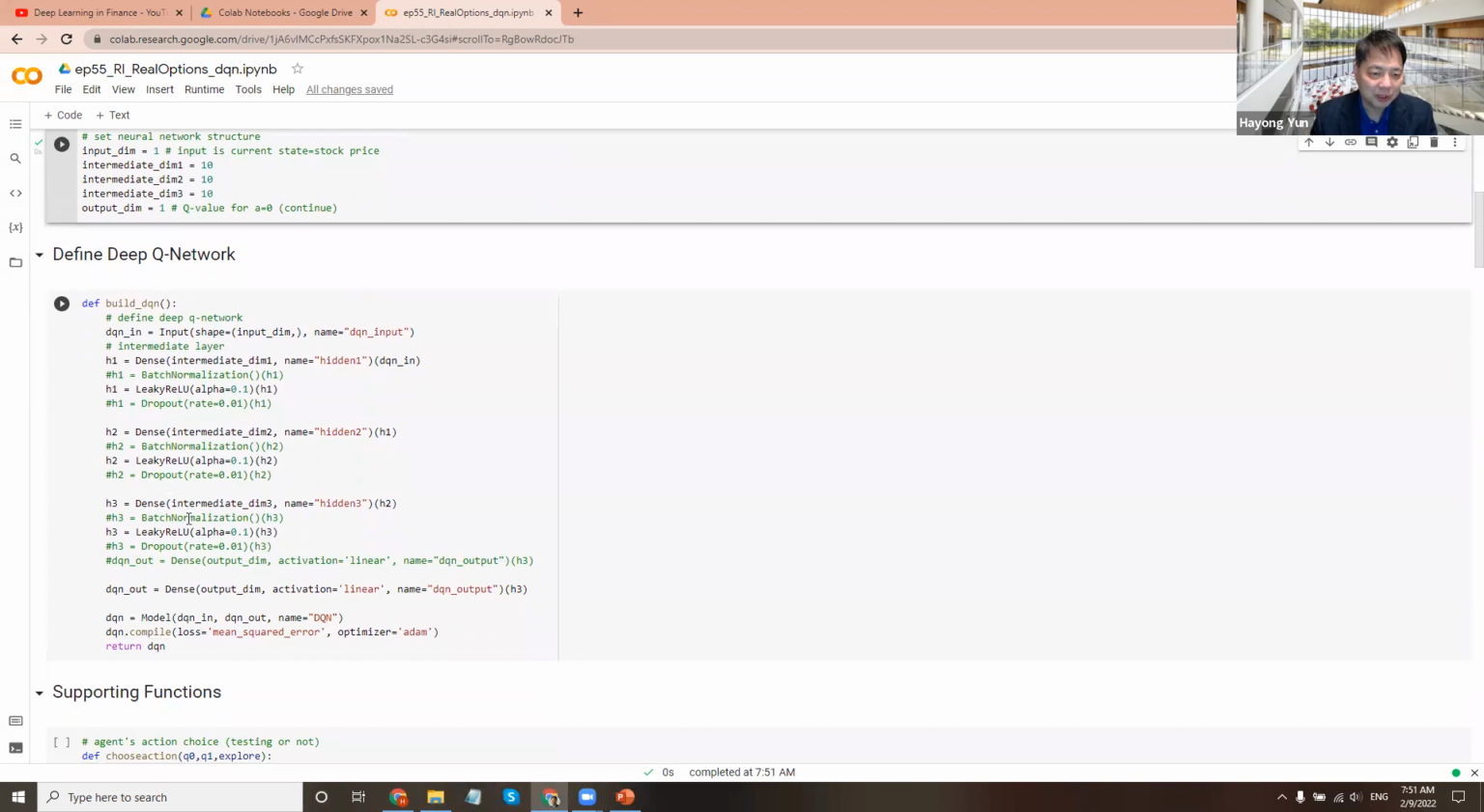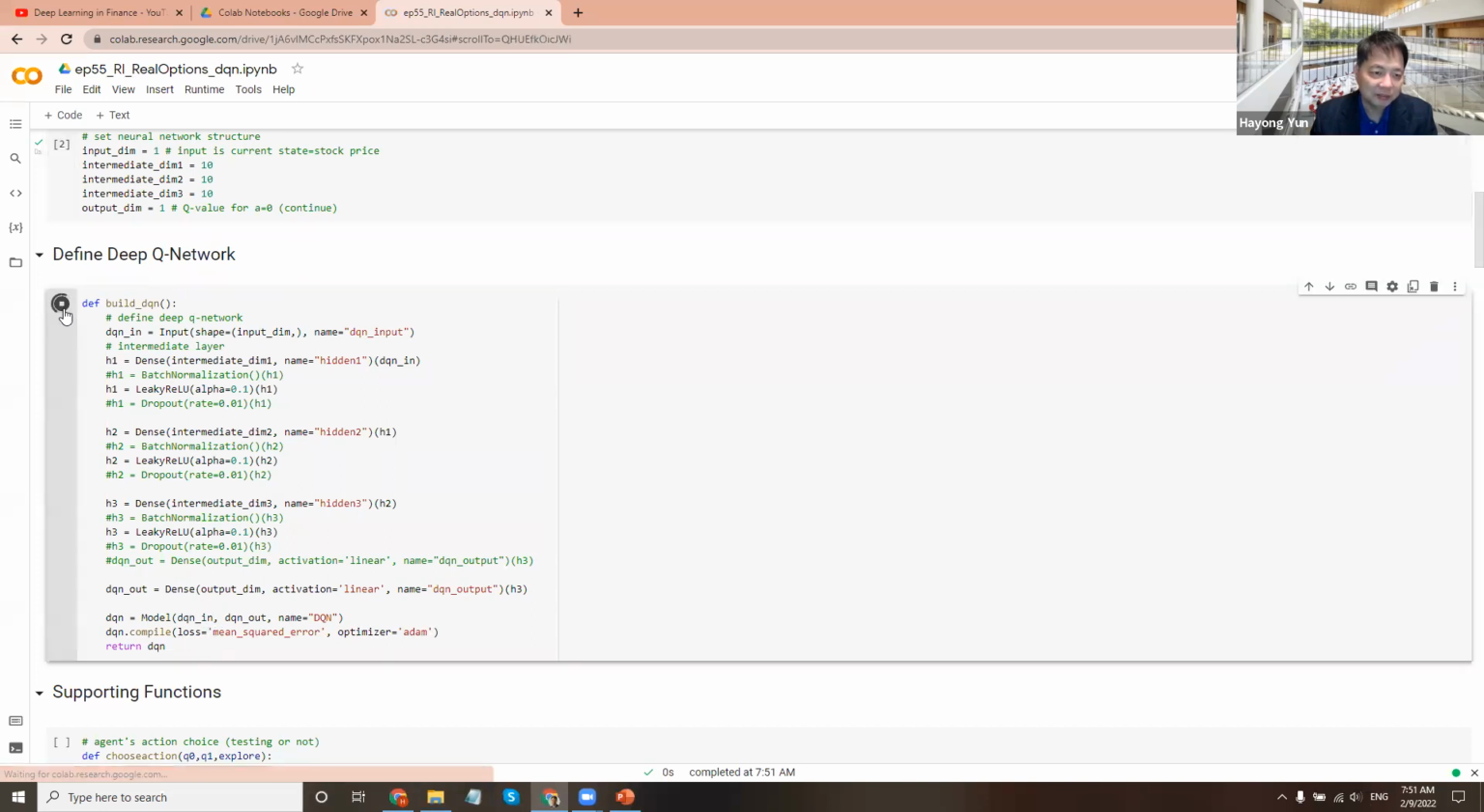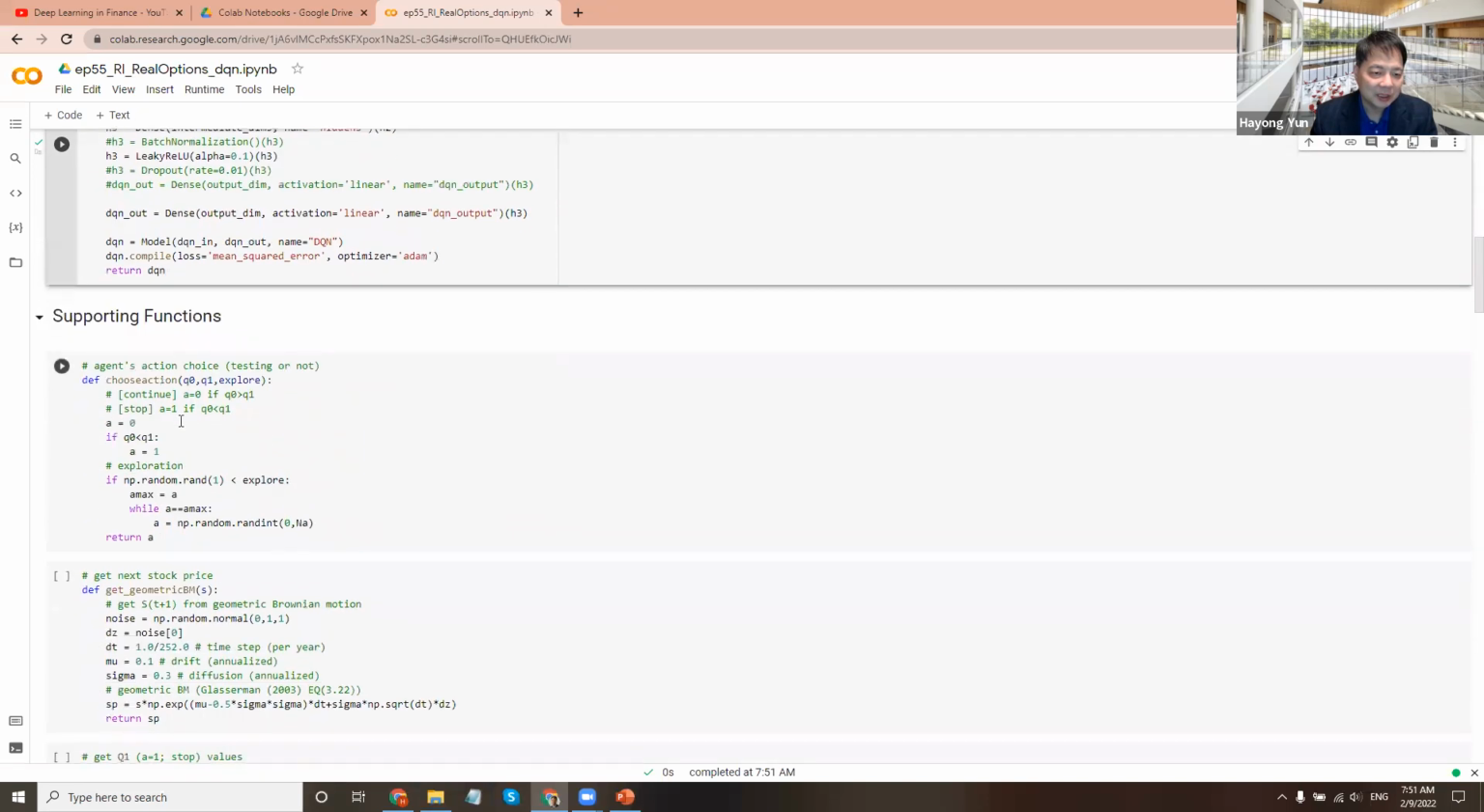Let's have a Q network. Now we have three middle layers. Again, I don't need batch normalization or dropout, though you're welcome to use it. But I do need the dense layer and the ReLU. And then it's DQ in and DQ out, like the functional API method. We'll use mean square error and the Adam optimizer. Okay, that was easy.